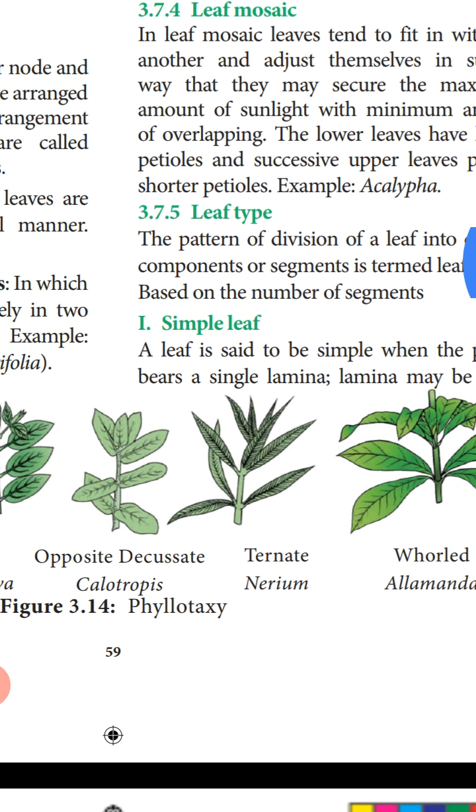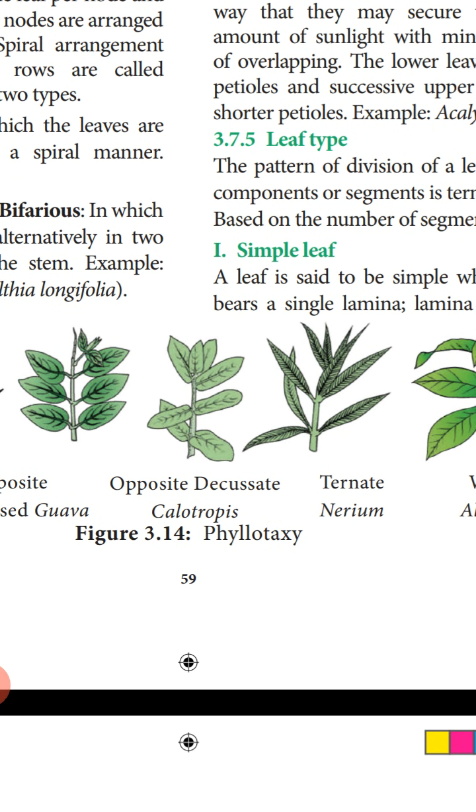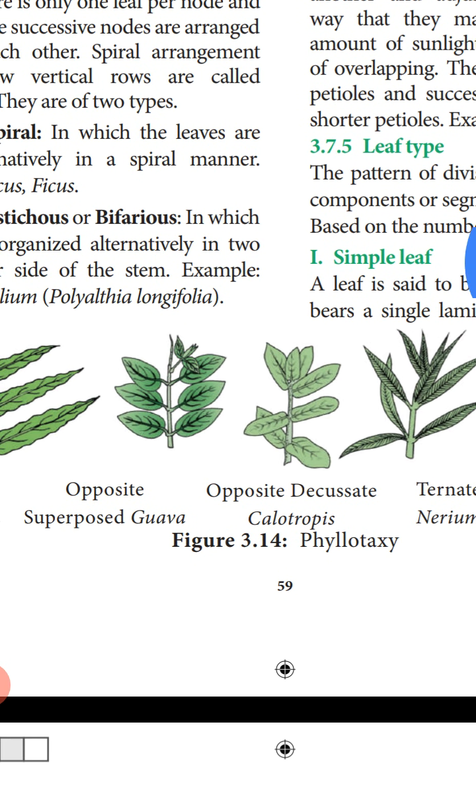So here you can see in this diagram, for opposite, two diagrams are given. In the first one you can see that in one node two leaves are present, and in the next node also two leaves are present. So this arrangement we call opposite. Now here in the first opposite phyllotaxy, all the leaves are arranged in the same direction. That means the leaves are placed one above the other in successive nodes. Then this is called opposite superposed. The example we have studied is the guava plant.